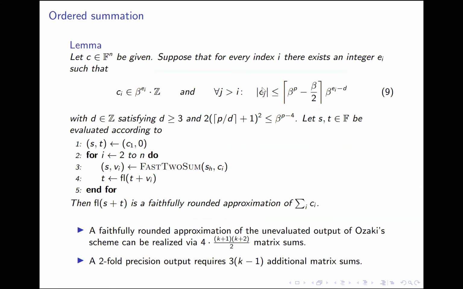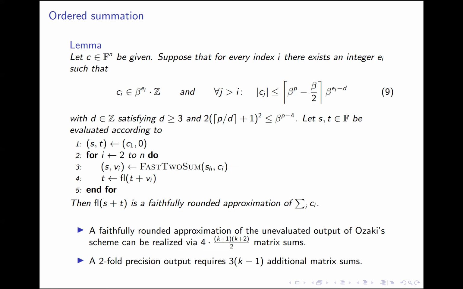I might just skip over this. It just shows that, again, applying the compensated summation approach on the output, these k plus 1 accumulator matrices that already represent the large sum, if we evaluate again a compensated summation over these matrices, then we get a faithfully rounded approximation.